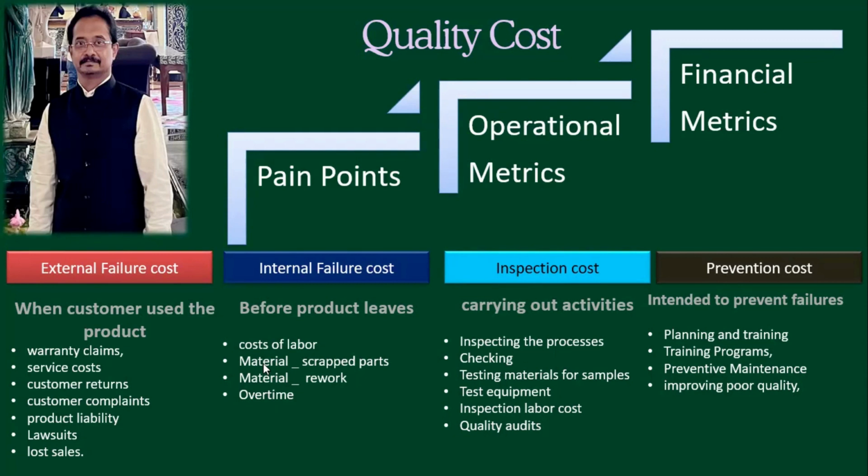See, for example, I'm producing, and the quality team comes and says that this is not good, this is not meeting our requirement, then I have to do it again, right? This is our internal failure cost.